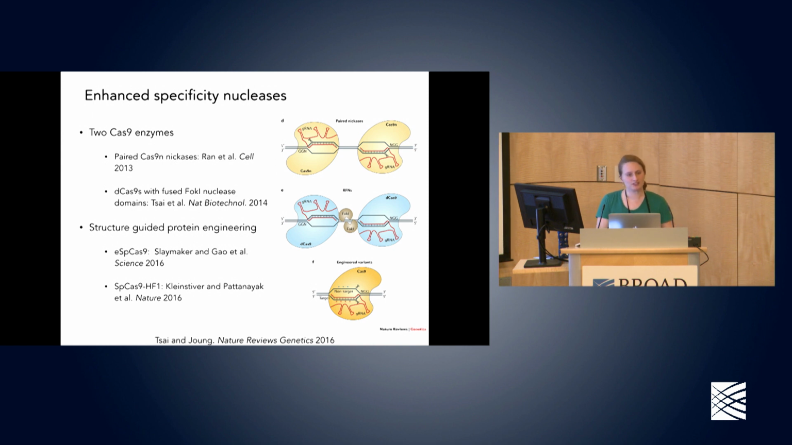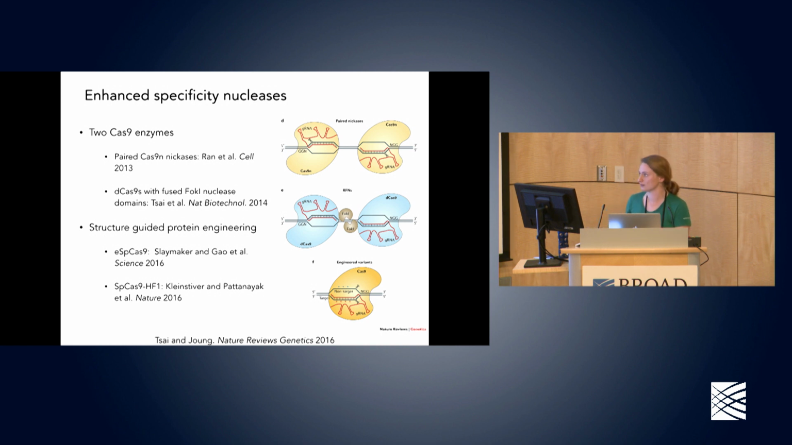So enhanced specificity nucleases are very interesting, and so I'd like to briefly describe a few different methods to have enhanced specificity. The first is by using two Cas9 enzymes. You can have paired Cas9 nickases, described by Ran et al., and in that, you nick the strand of DNA instead of having a double-strand break. And if you pair two nicks together, it can result in higher specificity.